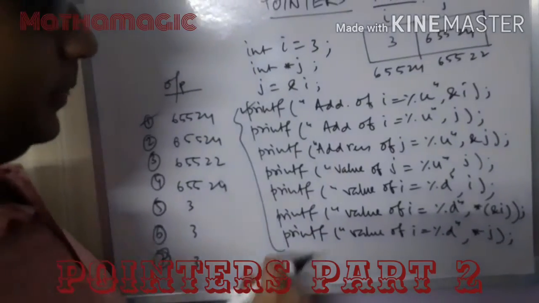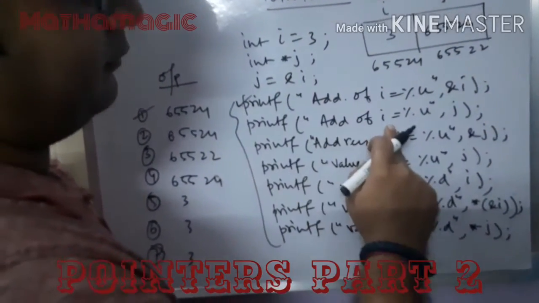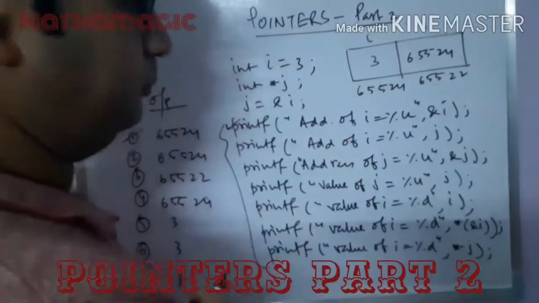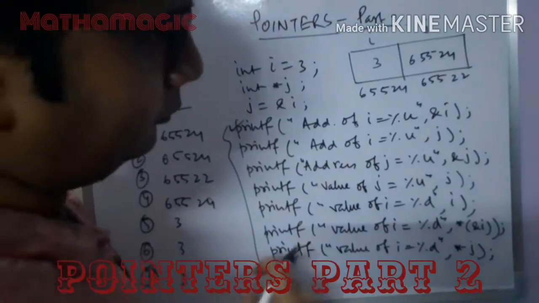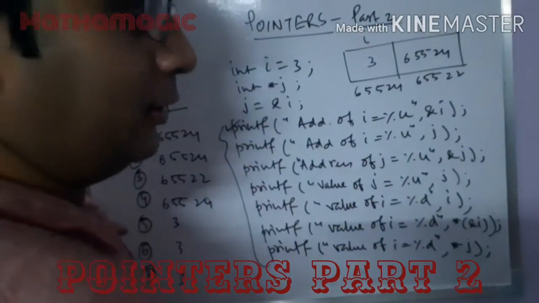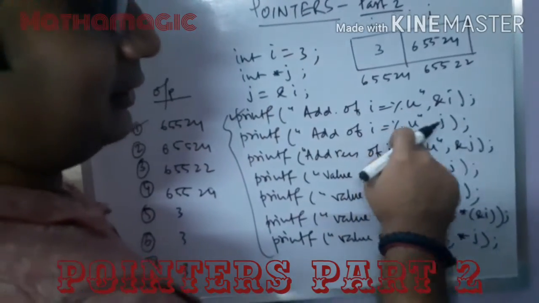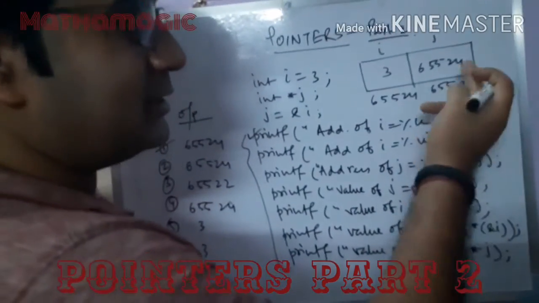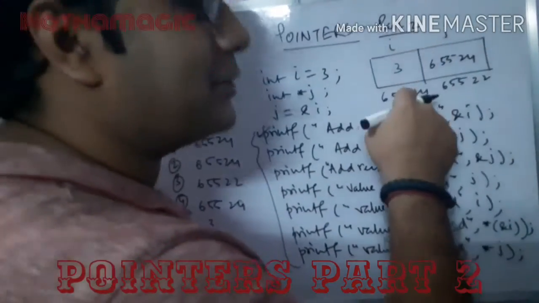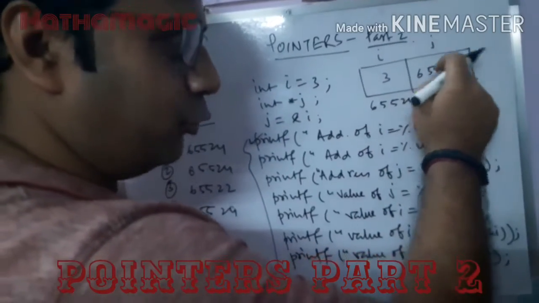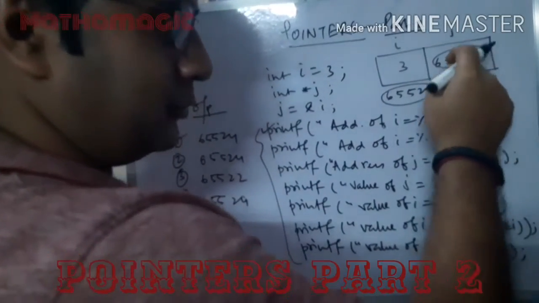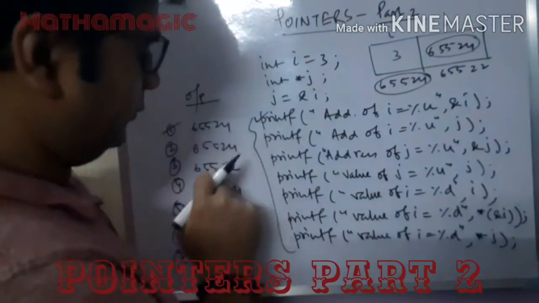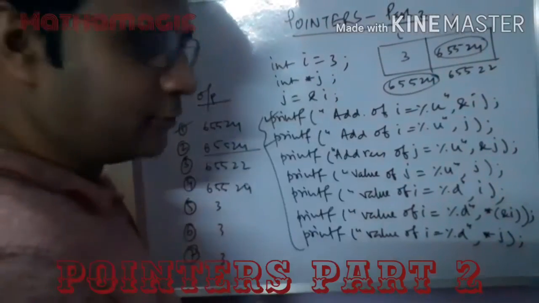Now the second part states address of i is equal to %u comma j. We have written j here. We are going to bring the address of i, but we are writing j. Why? Just think, what is the value of j? The value of j will be printed. Value of j is the address of i. The value of j which is stored here, these two are the same thing. So the value of j is the address of i. That is why we can write this or this. Both are the same. So the second thing is also clear.